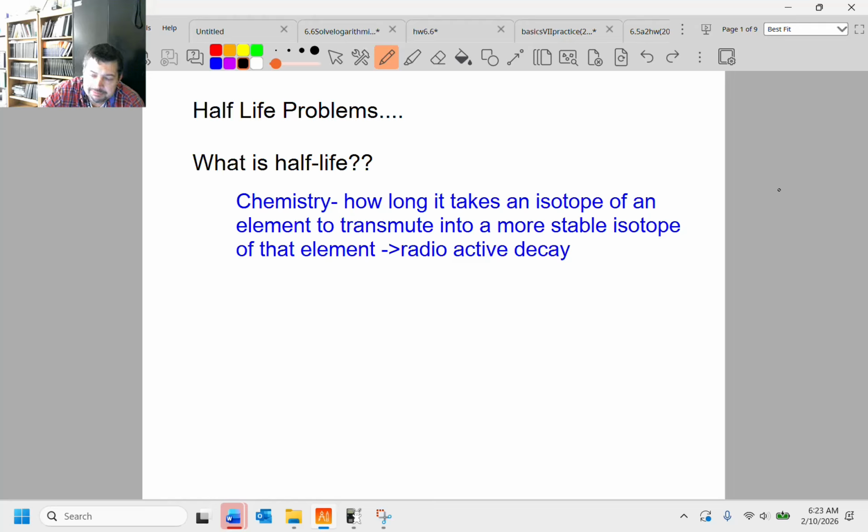Welcome to half-life. So what is half-life? In chemistry, it's how long it takes an isotope of an element to transmute, which means to change, into a more stable isotope of that element. This is a process called radioactive decay, if I remember right. And it has lots of other bearings. I mean, we use this in medicine all the time.